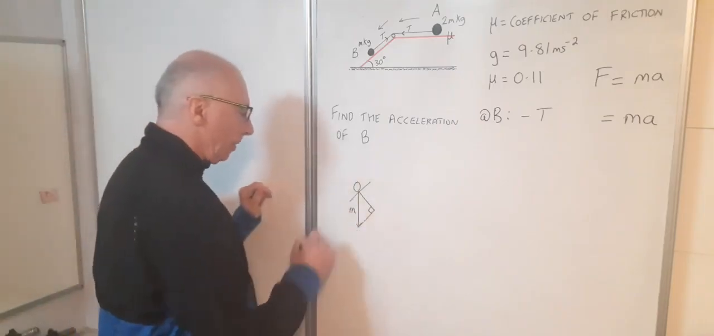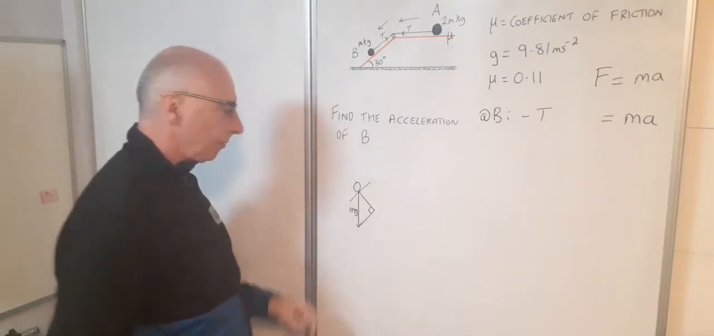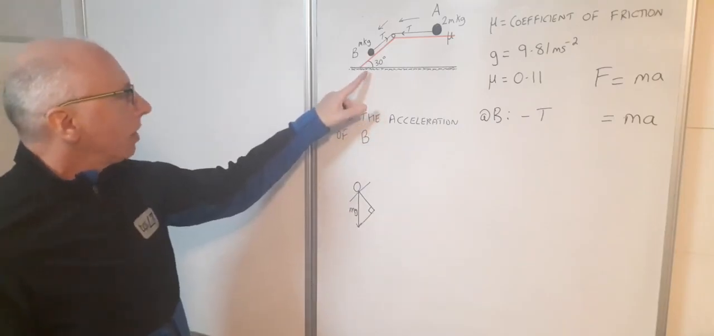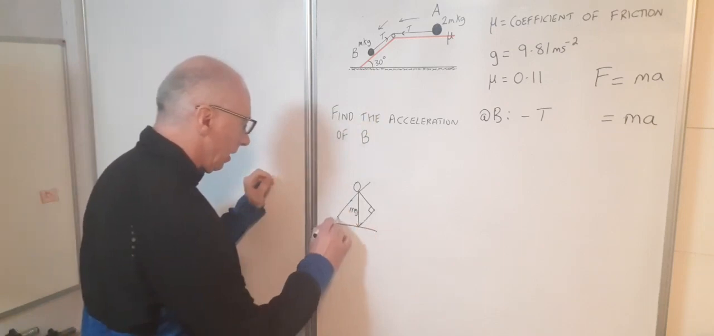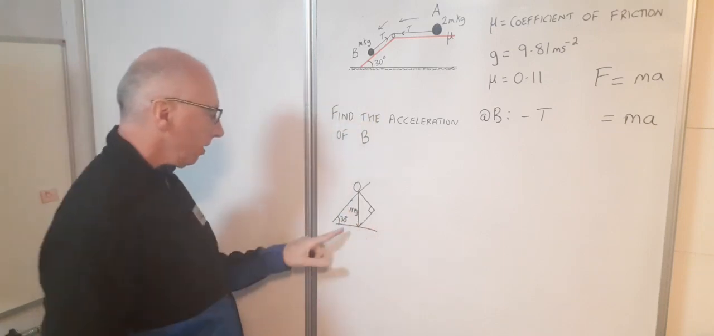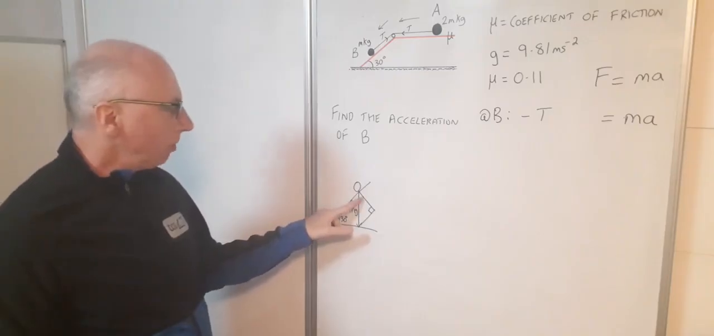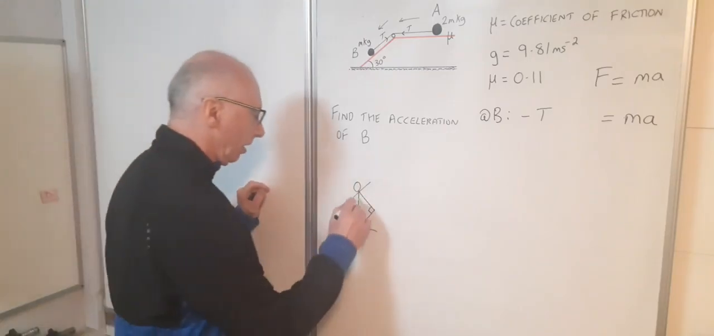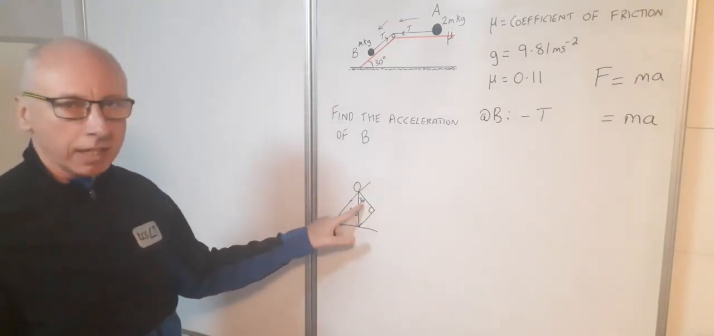So I've got m acting in that direction with the force of gravity. We've got an angle here of 30 degrees. So if this angle here is 30 degrees, if I draw that in there, that'll be a right angle, so that'll be 60. I'll have another right angle here, so therefore this angle here is also 30. So this angle here is the same as this angle here.